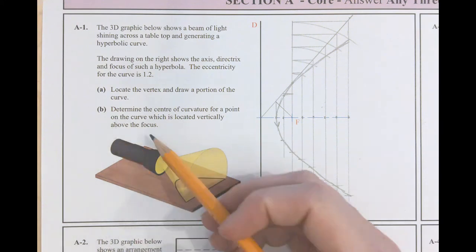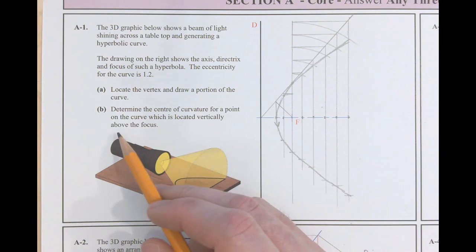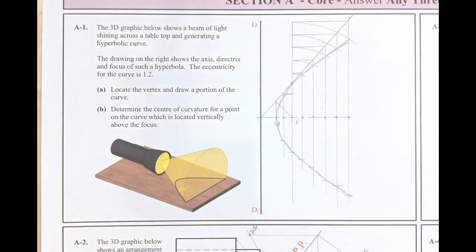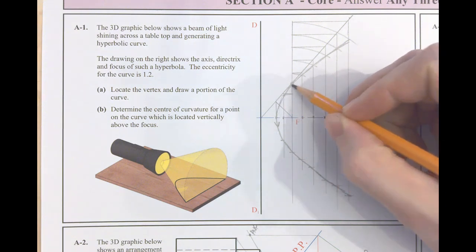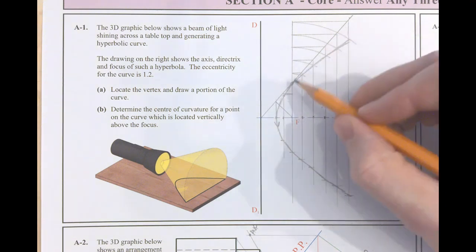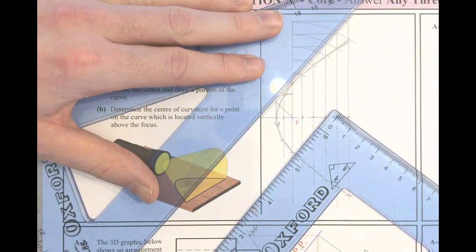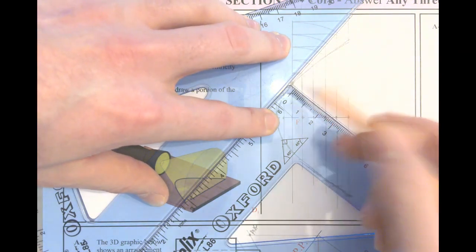Part B, determine the center of curvature for a point on the curve which is located vertically above the focus. So that's this point here. They want the center of curvature for that. Okay, so first thing you need to do is to get the normal line from that. That's quite an easy point to use because the eccentricity line here is the tangent at that point. So the normal here will be, if I just set up my set squares along it, a line perpendicular from it. So that's my normal line.